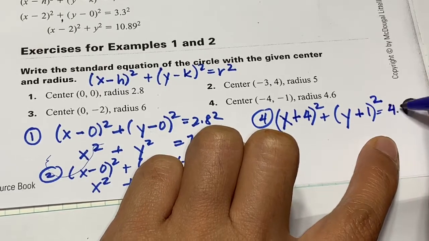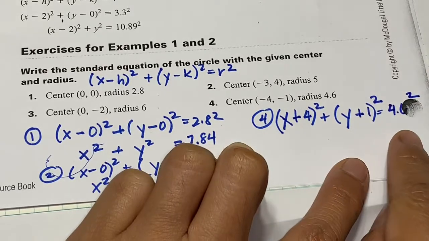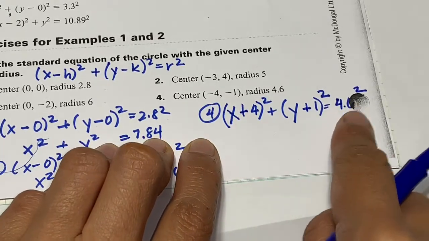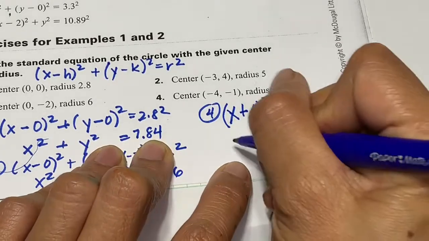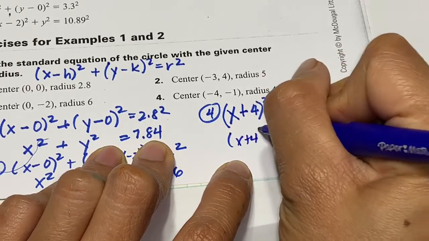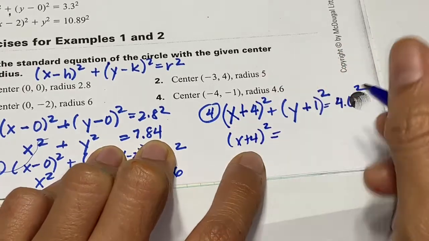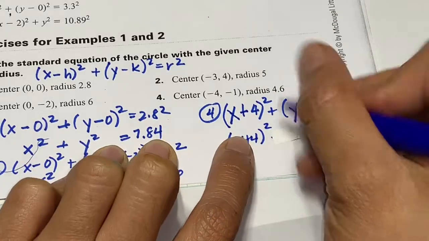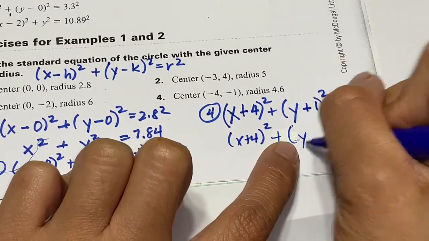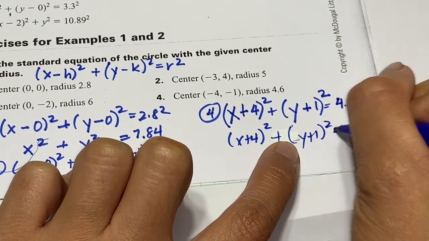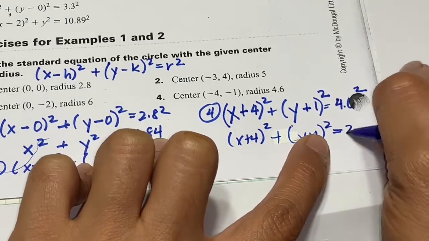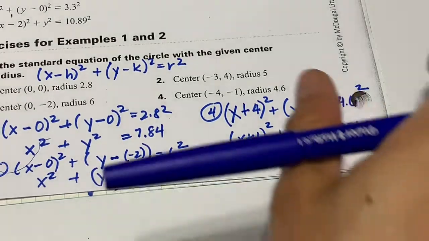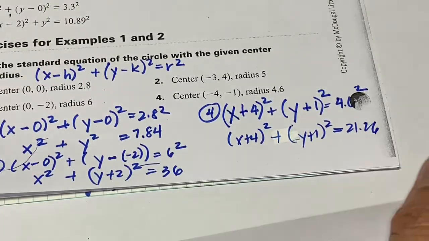Equals 4.6 squared. A lot of students forget to square it here. They start here and then they give me this. You cannot leave it like that. You have to put x plus 4 squared. Don't FOIL this. Leave it as is. And then 4.6 squared is 21.16. Okay, that's how you write the equation of a circle. Sorry, not equation of a line.